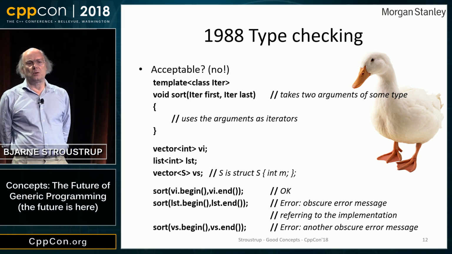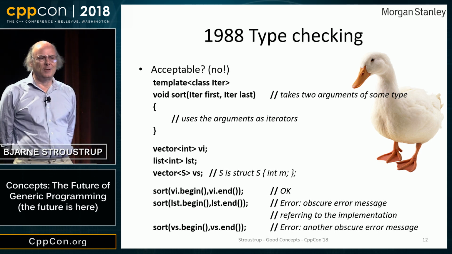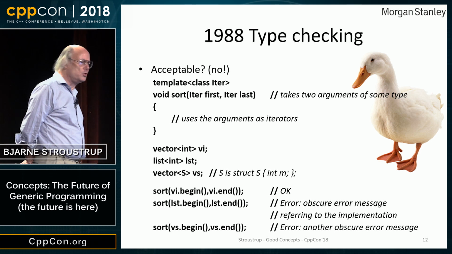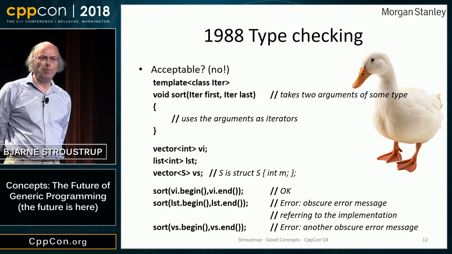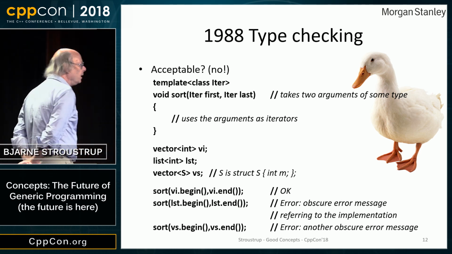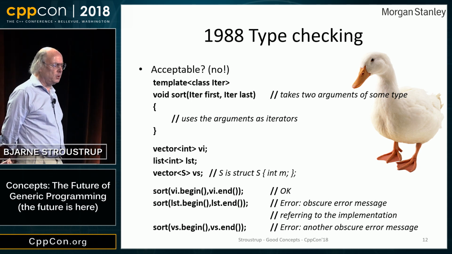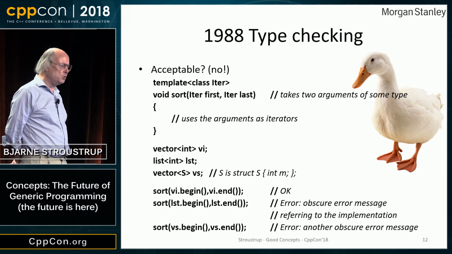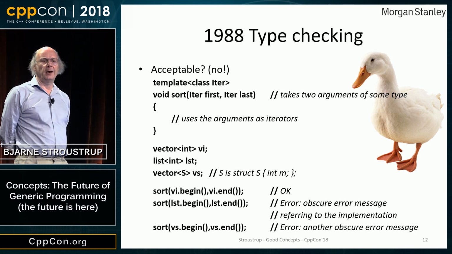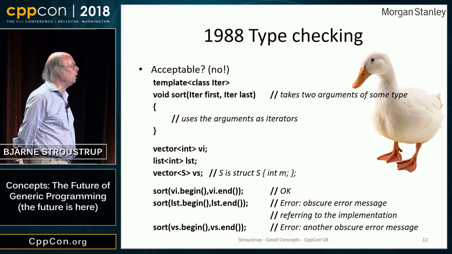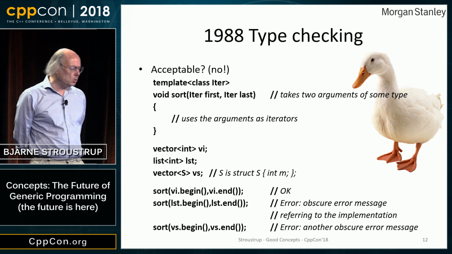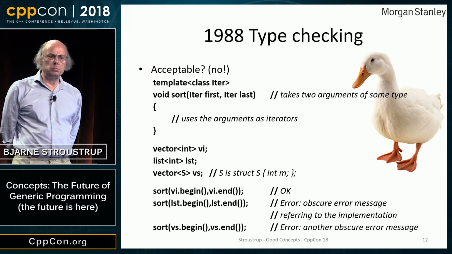And since we don't know too much about the interface, it just says there must be a type, and we'll use 2 of them. It has to be in the header file so that we can do some compilation. And I can say a vector of integers, that's fine, list of integers, fine, vector of strings, fine, everything works fine, so we start using it. And then sorting vectors happens to work.